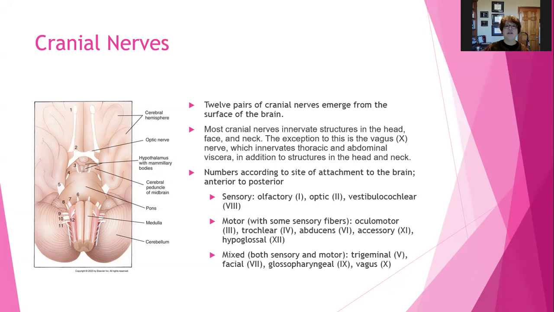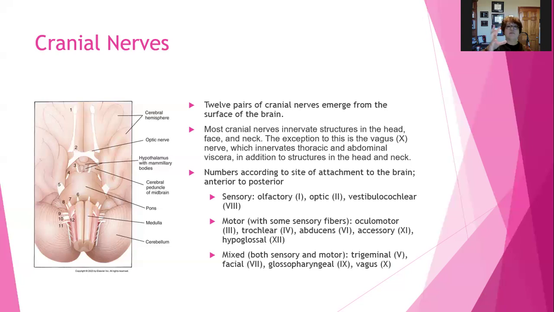So the sensory cranial nerves are olfactory, which is smell, optic, vision, vestibulocochlear, which is your vestibular system, your gravity system, and cochlear is your hearing. Motor nerves, some of the nerves have both motor and sensory fibers, but the oculomotor, eye movements, trochlear, abducens, accessory, and hypoglossal. Remember the accessory nerve, number 11, innervates the upper trapezius. And we'll talk about why that's important later on.